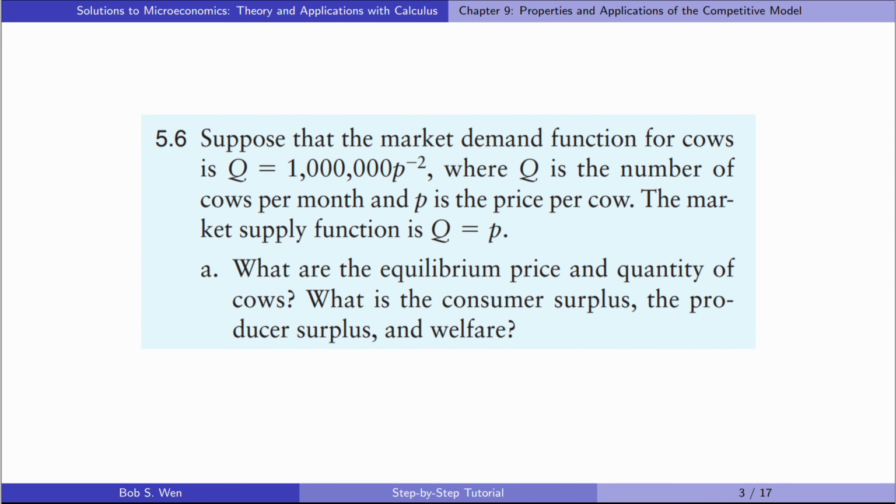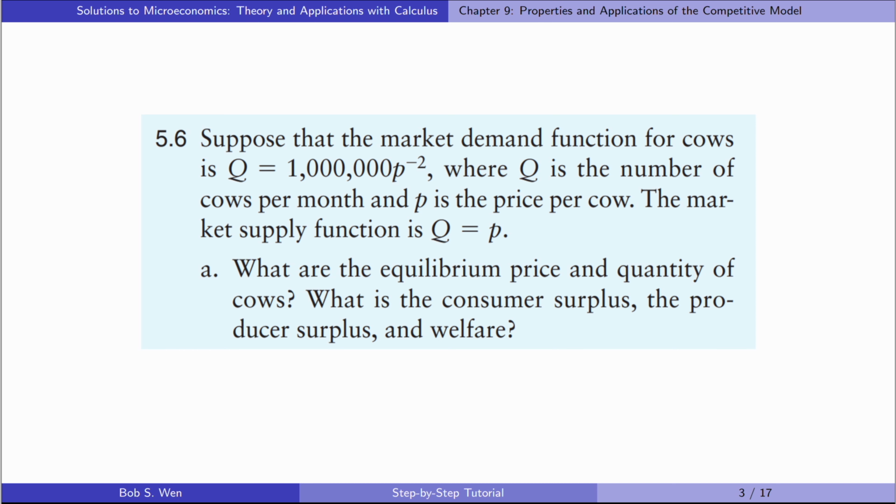Let's solve exercise 6. Suppose that the market demand function for cows is as follows, where Q is the number of cows per month and P is the price per cow. The market supply function is Q equals P. In part A, what are the equilibrium price and quantity of cows? What is the consumer surplus, the producer surplus, and welfare?